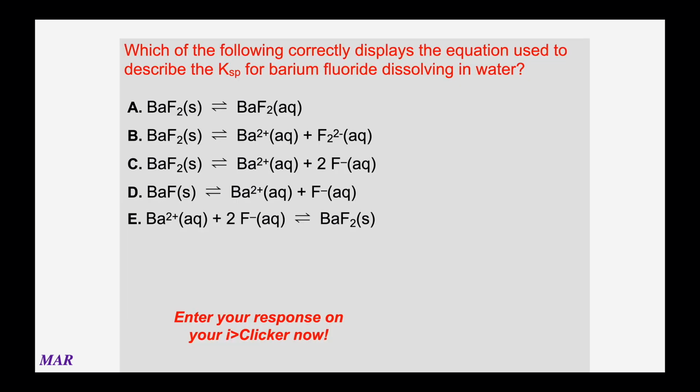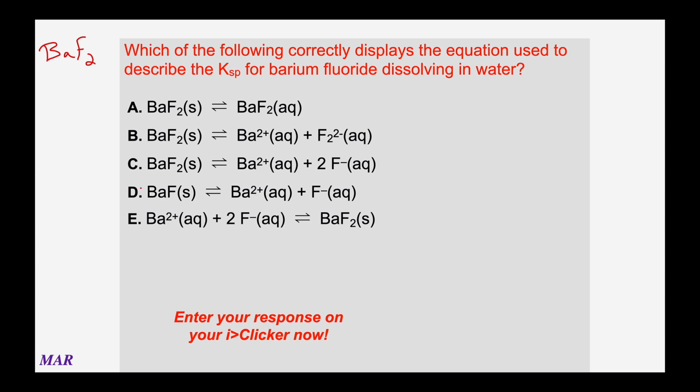So here's a question you might see. Which of the following correctly displays the equation used to describe the Ksp for barium fluoride dissolving in water? The first thing you must know is what exactly barium fluoride is. Barium is a group 2A alkaline earth metal, so it has a positive 2 charge. Fluoride is a group 7A nonmetal with a negative 1 charge. So when barium and fluoride come together, it's going to be BaF2. BaF2 is the formula for barium fluoride.